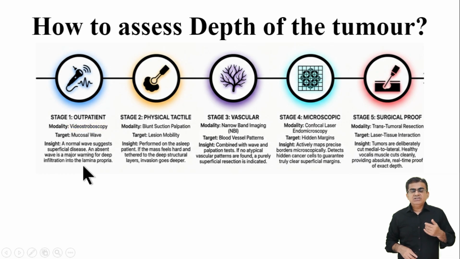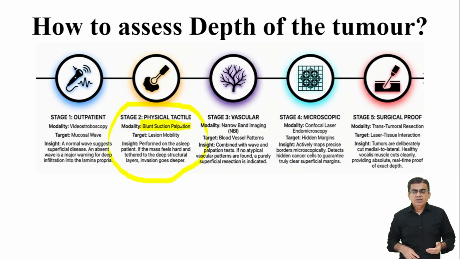Next, look at stage 2. Once the patient is asleep in the operating room, we move to physical tactile assessment. We use simple blunt suction palpation to test the mobility of the lesion. We touch the tumor using the blunt suction tip and try to move it. If the mass feels hard and tethered to the deep structure, you know the invasion goes deeper.